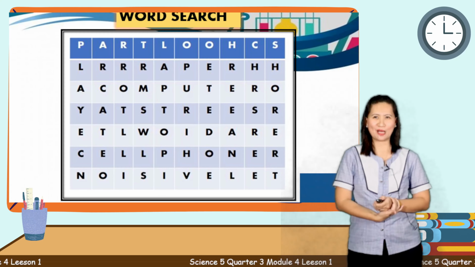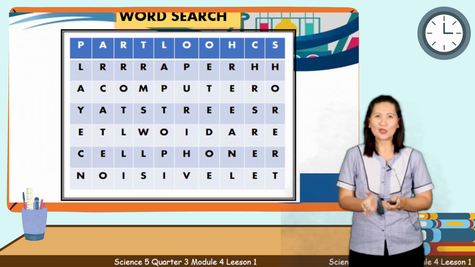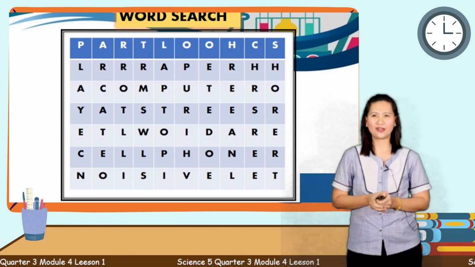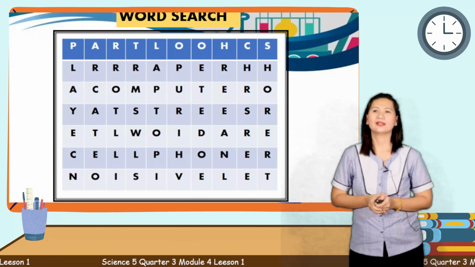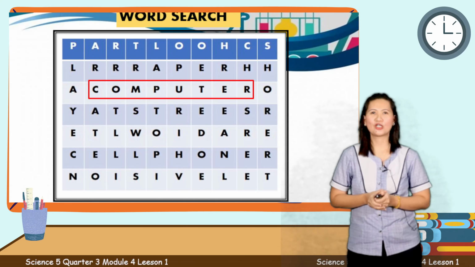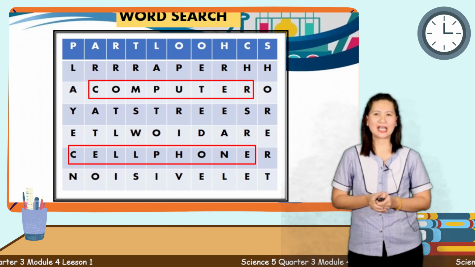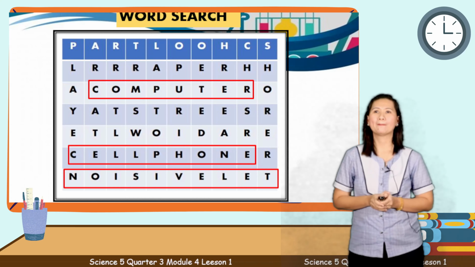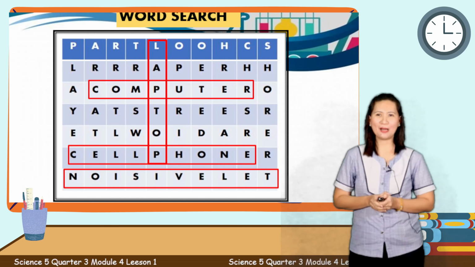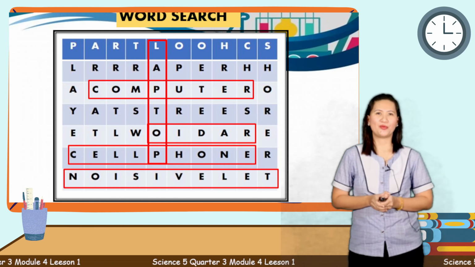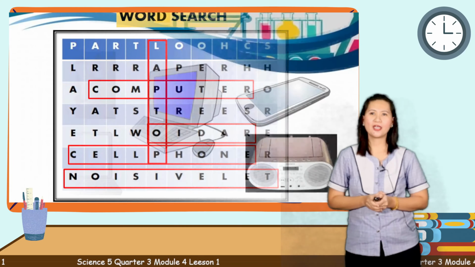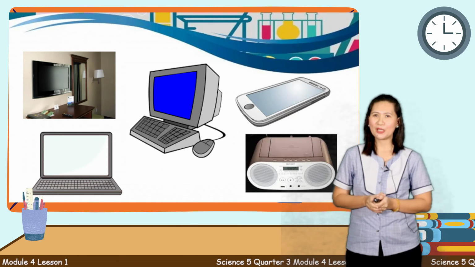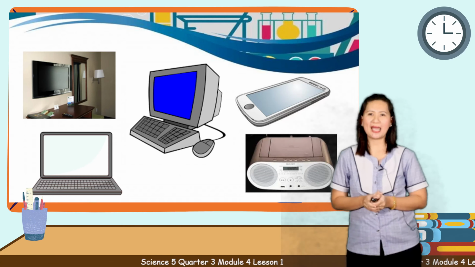And time is up. Have you looked all the 5 answers? Okay, so let us reveal those words. We have computer, cell phone, television from right to left. We have laptop and radio. So here are those words. We have television, laptop, computer, cell phone, and radio.